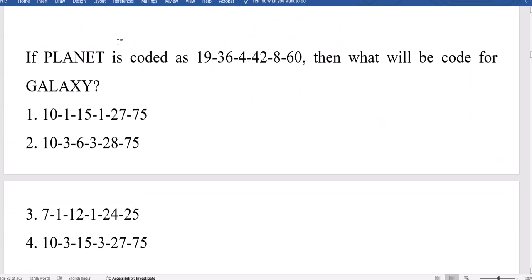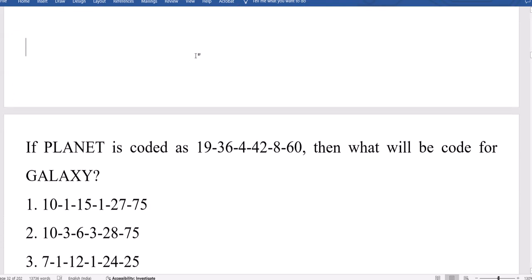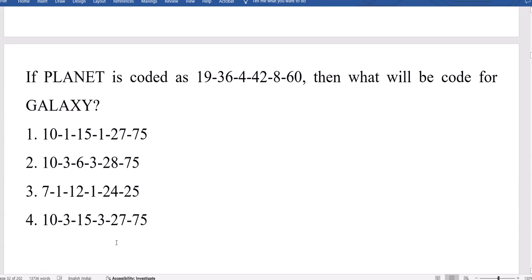What about this question, coding and decoding? Coding, decoding. Solve this. Option.